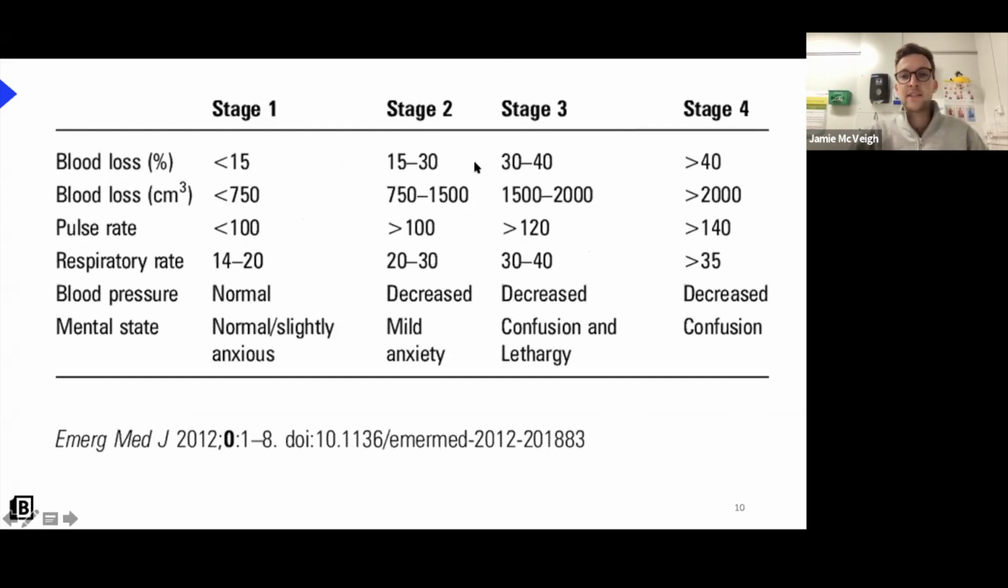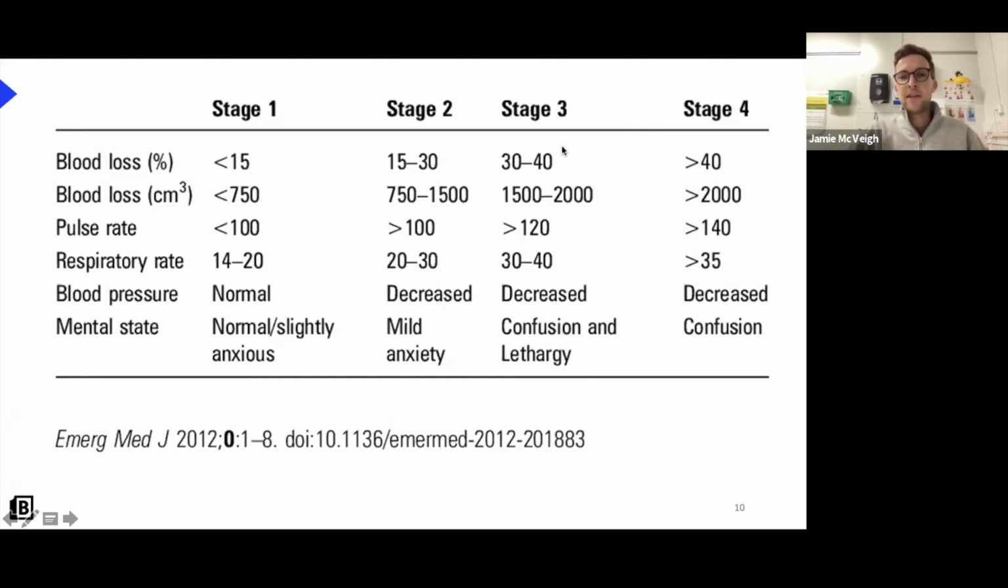Stage 2 shock is 15 to 30% of blood loss. This is for hemorrhage, obviously. And you tend to get tachycardia without hypotension. Stage 3, you get tachycardia with hypotension and a bit of confusion as well. And stage 4, you're getting proper tachycardia with severe hypotension. Often their GCS has dropped quite considerably, and they've lost a big amount of blood.